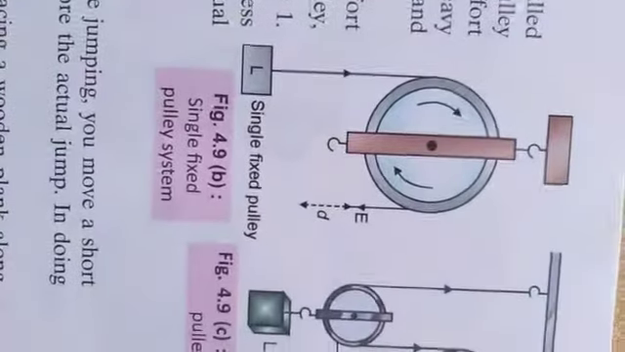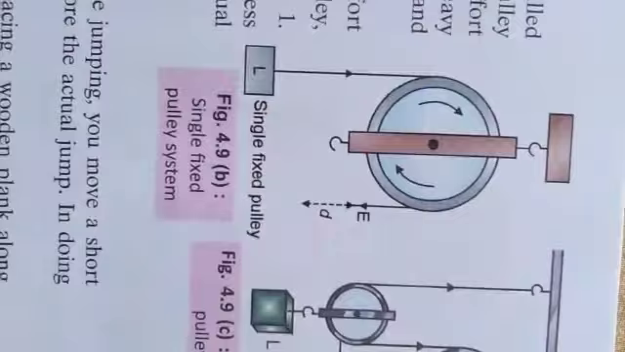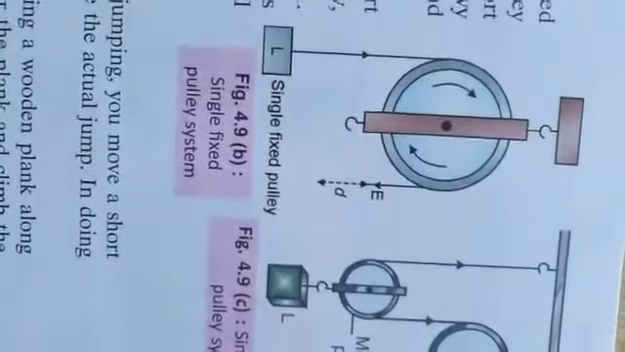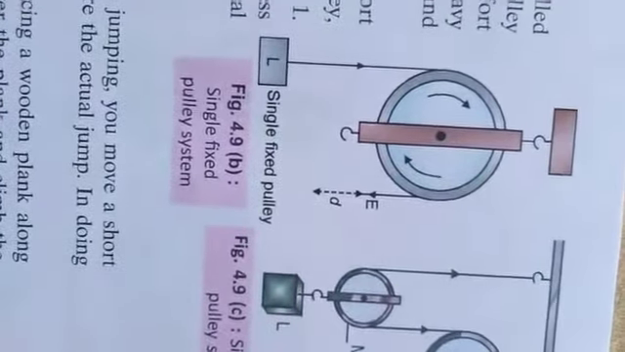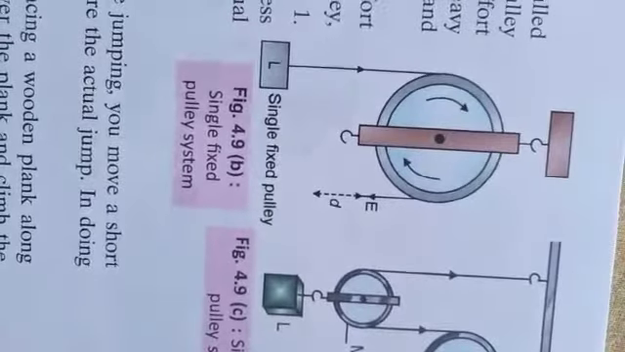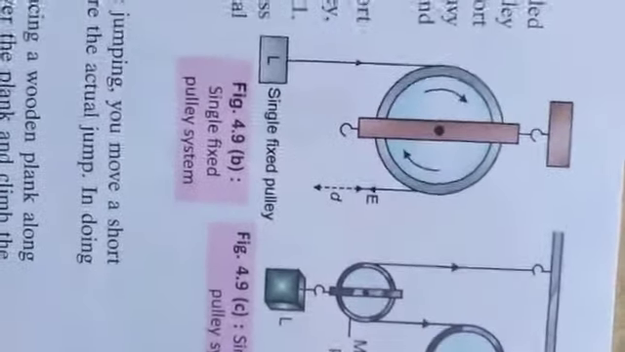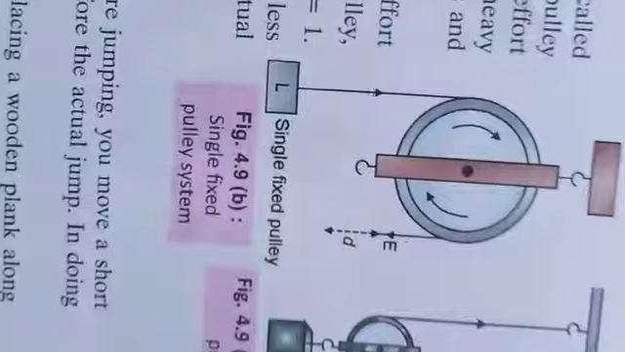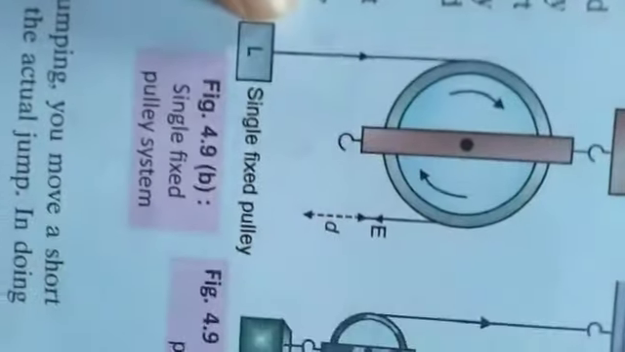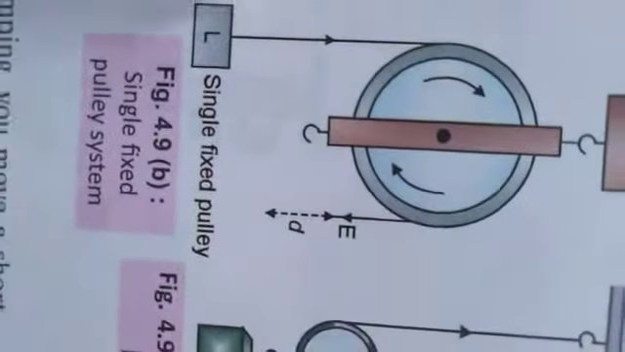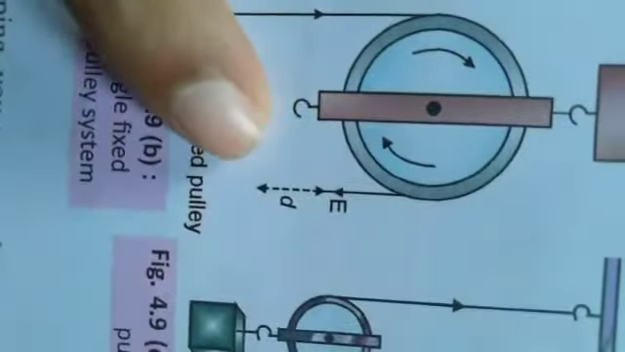From the figure we can say that in a single fixed pulley, an inextensible strong string of negligible mass passes around the grooved rim of the pulley, right? One end of the string is connected to the load, and the effort E is applied at the other end of the string, isn't it?